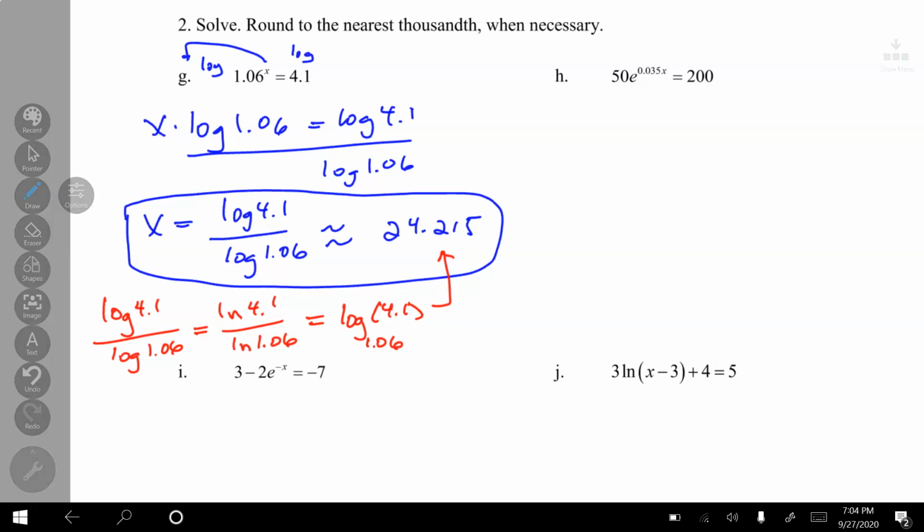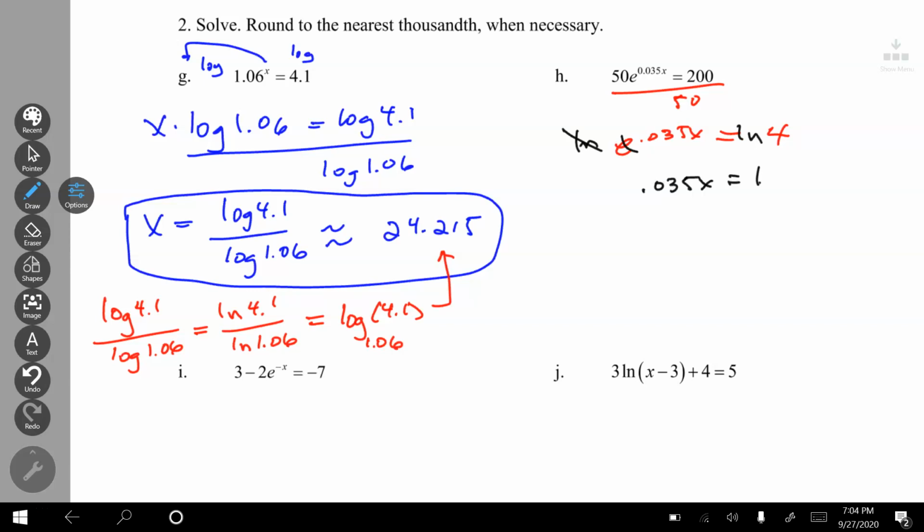So as you can see, the log of 4.1 over log of 1.06 is all equal to the same thing. Next problem, first thing I'm going to do is divide by 50. And I get this. And I have an e here. And what gets rid of e? The natural log. These two cancel, and I have 0.035x is equal to the natural log of 4, divided by 0.035. I get x equals ln of 4 over 0.035, which turns out to be a little bit less than 40.